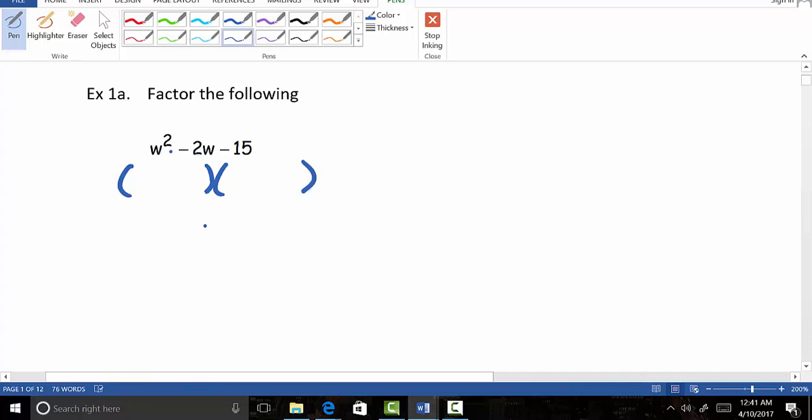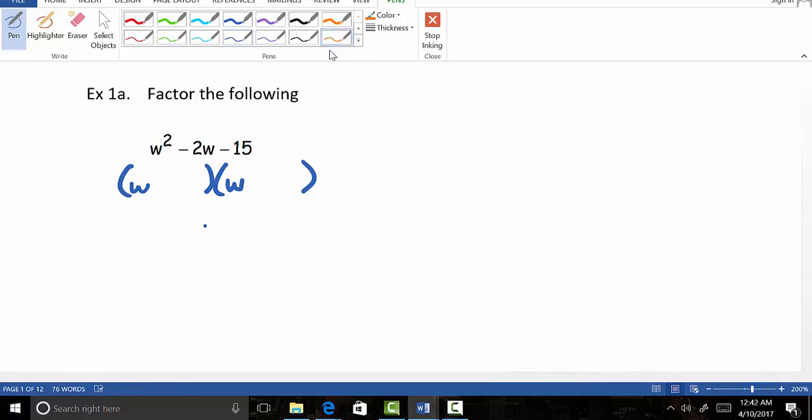And in just looking at our two different binomials, we know that the first item that goes inside this parenthesis and the first one that goes inside this parenthesis have to be W. And the reason why we know that they have to be W is because if you were to distribute this, the W times the W would get us our W squared. So we know for a fact that W has to go here and W has to go there.